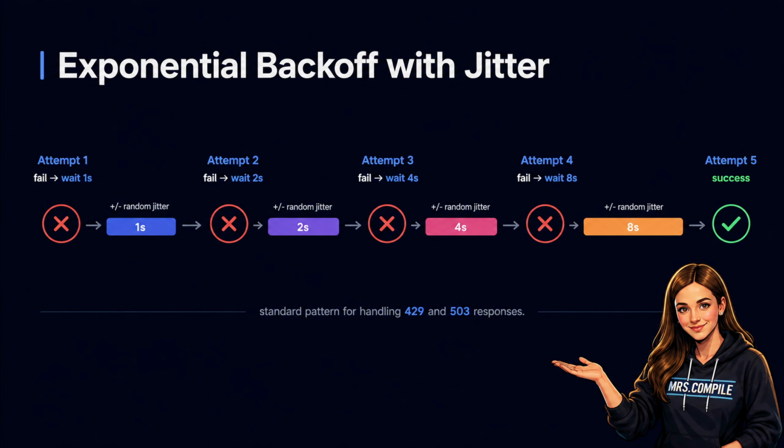A note on handling 500 errors in production. Implement exponential backoff with jitter. Retry after 1 second. Then 2. Then 4. Then 8. With randomization. Hammering a struggling server with retries makes it worse. Be a considerate client.